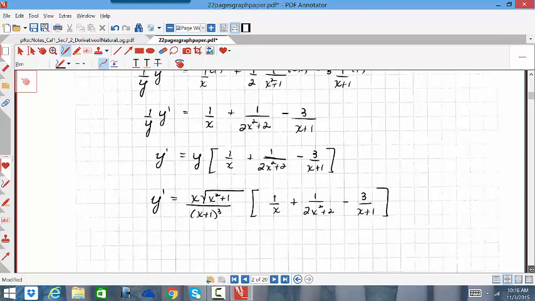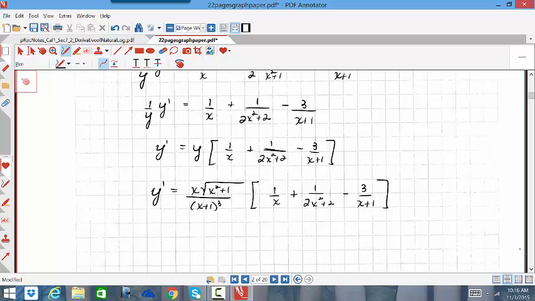So I'm going to stop the recording here, and I still have to do integration of logarithms to complete this section.